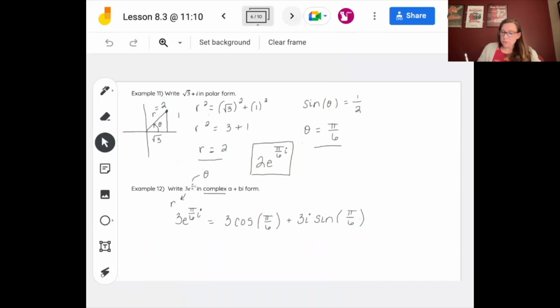I know that cosine of pi over 6 using my unit circle is square root 3 over 2. And it's going to be 3 times that. So 3 square root 3 over 2. And I know that sine of pi over 6, well, hey, we just saw that was half. We just used that in our previous example. So we'll have plus 3 halves i, right? Because 3 times half is 3 halves. And we just wrote it in complex form.